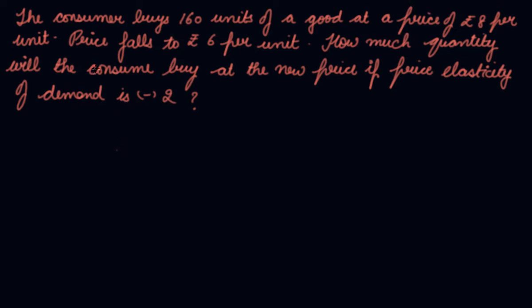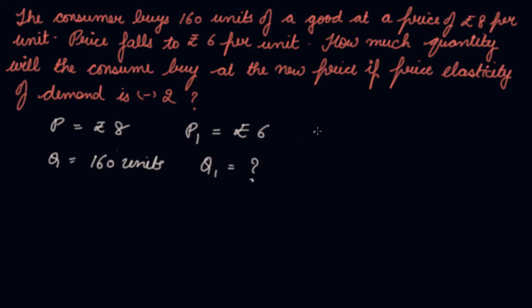In this video, we will be taking another numerical. The consumer buys 160 units of good at a price of 8 per unit, which means that the initial price is rupees 8 and the initial quantity is 160 units. Price falls to rupees 6 per unit, which means your price P1 is rupees 6, your new price. How much quantity will the consumer buy at the new price if price elasticity of demand is -2? So we have to find out the quantity 1, right? And we are given the elasticity of demand as -2.